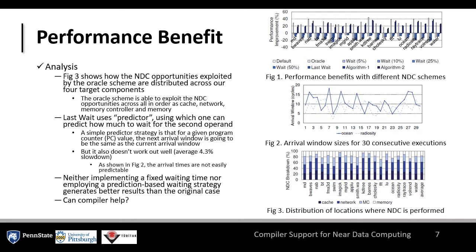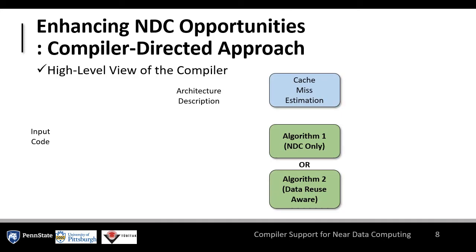neither implementing a fixed waiting time, where when A comes it is going to wait for B, nor employing a prediction-based waiting strategy generates better results than the original case. But on the other hand, we see that the Oracle scheme helps. So there is a potential. The question is whether the compiler can help.